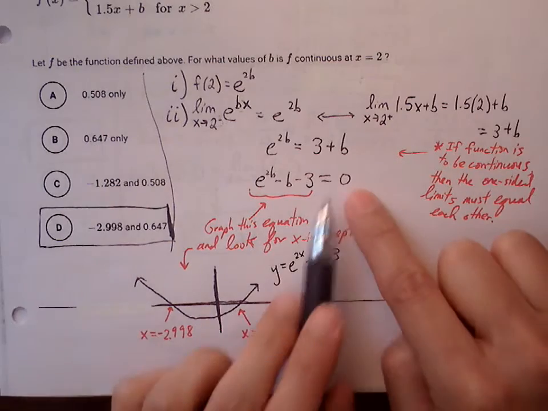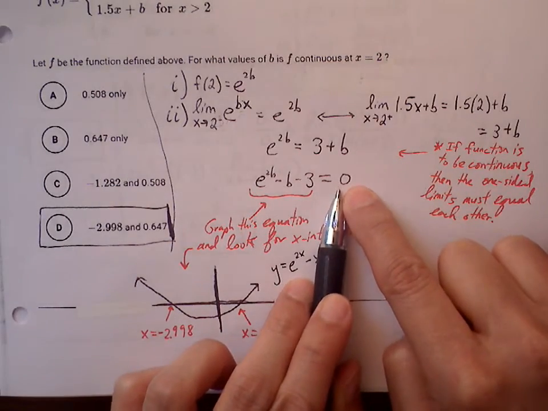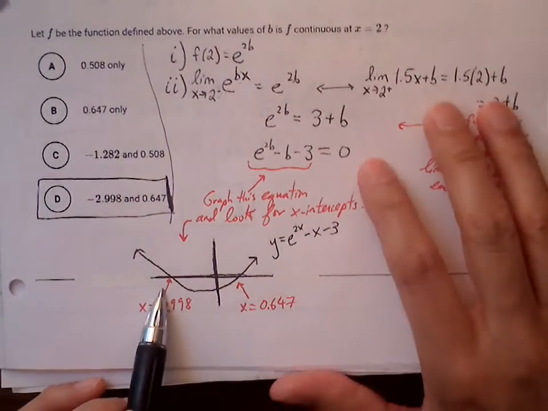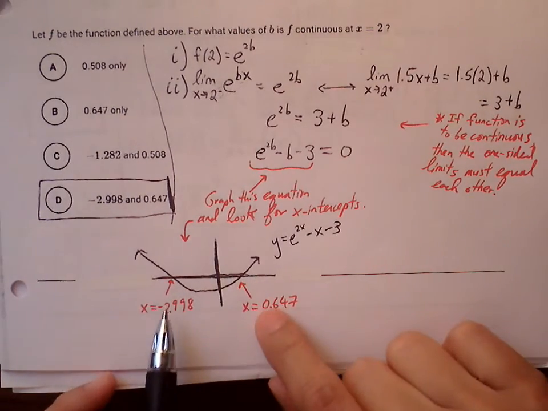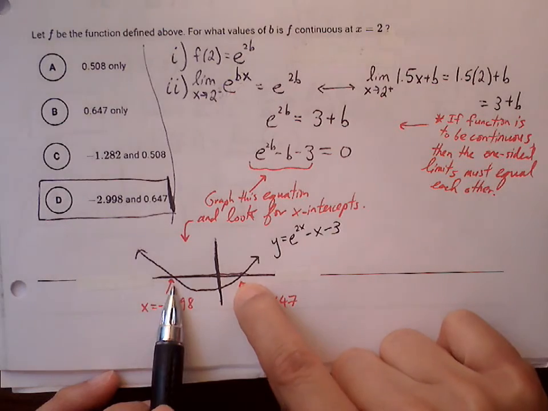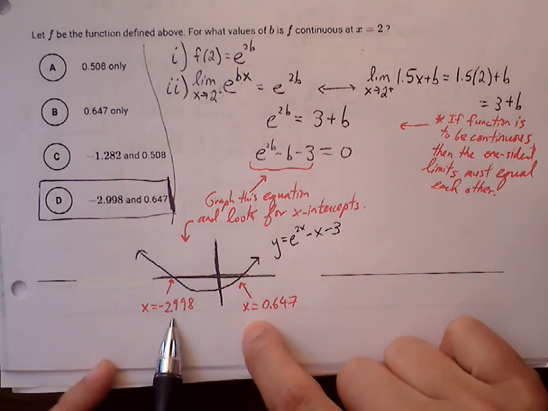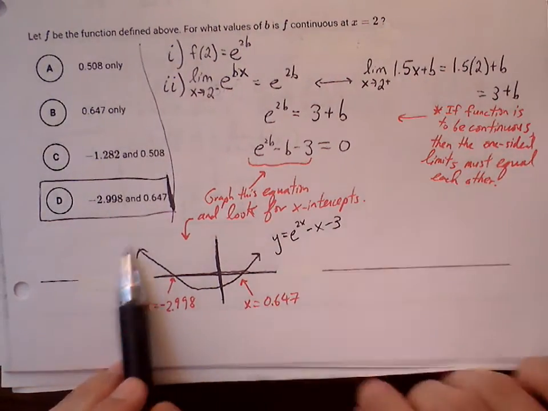And I'm just looking for where this graph is equal to 0. So I'm looking for the x-intercept. Use the second trace zero feature, and we can narrow down, isolate our x-intercepts to be -2.998 and 0.647.